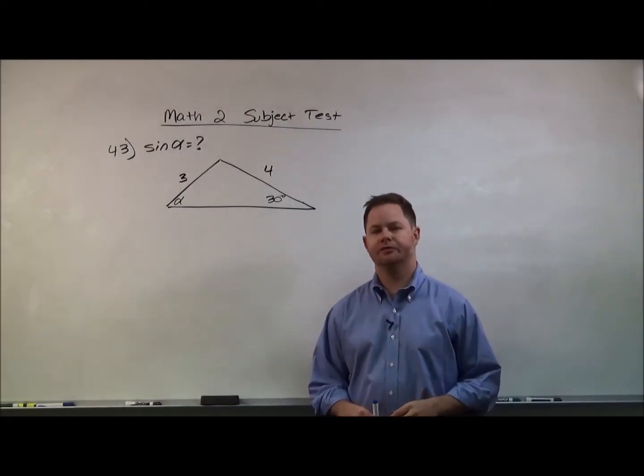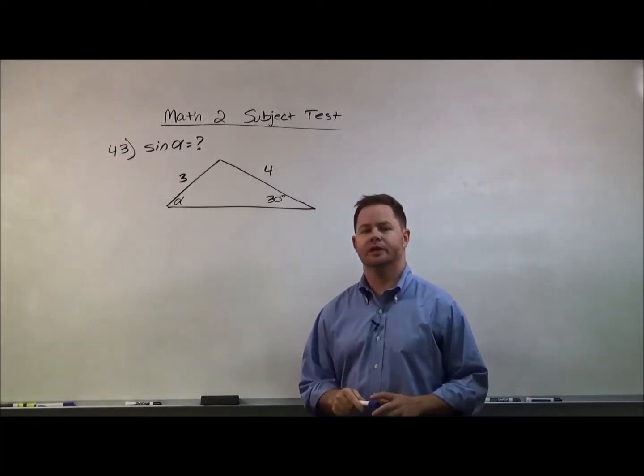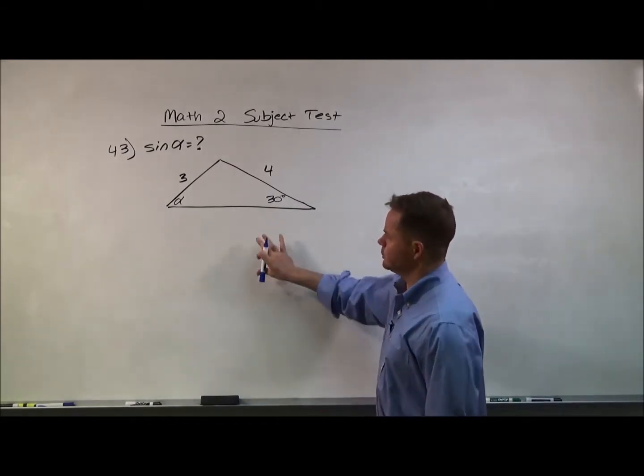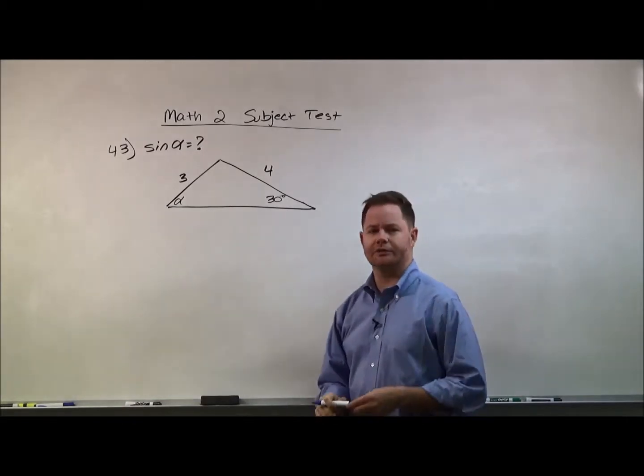Hi, I'm Chris, and in this video we're going to take a look at a Math Level 2 subject test question that a student asked me about the other day. So here, this is from one of the College Board practice tests. It was question 43, and they show a picture of a triangle and they're asking for the sine of alpha.